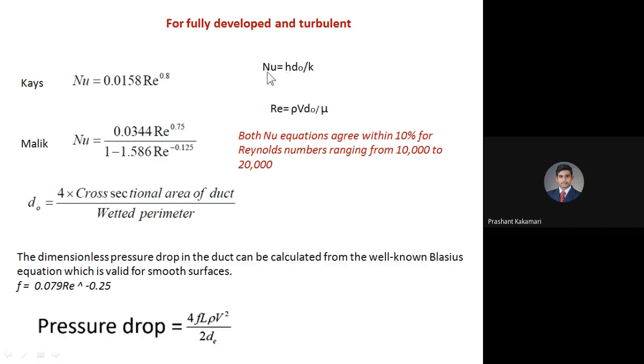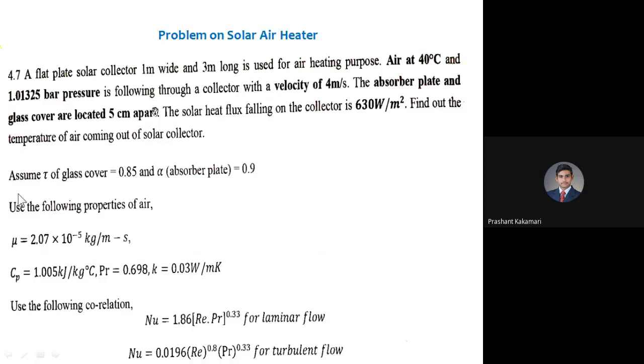Then how to find out this Nusselt number? Because here we need the Nusselt number. The Nusselt number here in the problem, 21. Assume tau of the glass cover 0.85, absorptivity of the absorber plate 0.9. So here tau alpha is given, and that much loss we have to consider with the S value. S is 630 into tau alpha will be the losses. Use the following properties of air. So this is also given. Mu is given, 2.07 into 10 raised to minus 5 kg per meter second.